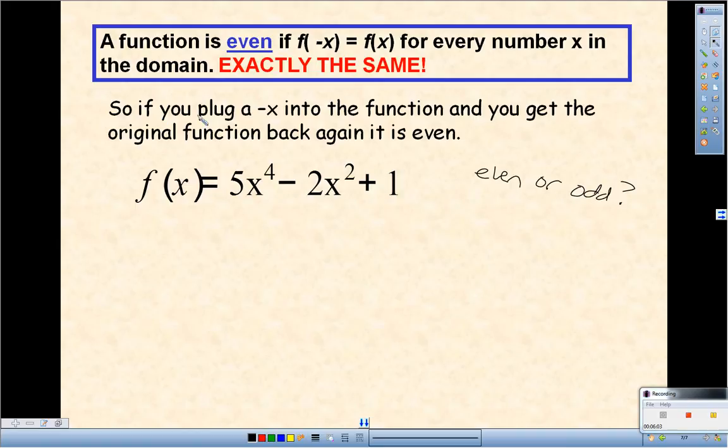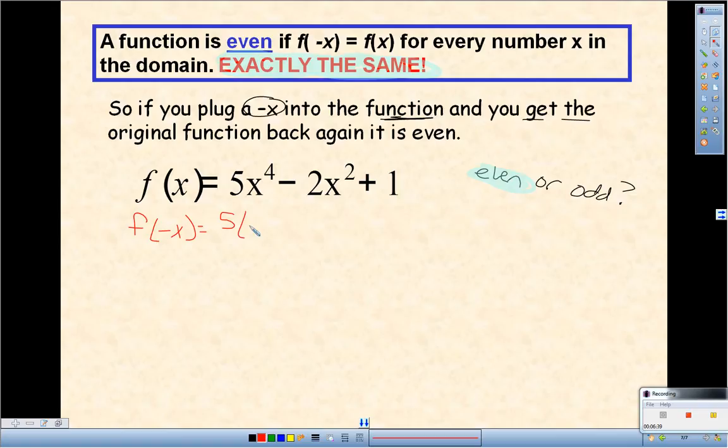All you have to do is plug in -x into the function. If you get the exact same thing, then it's even. If you get the exact opposite, then it's odd. And if it doesn't fit in those two categories, then it's neither. But let's test this out and see what type of symmetry, if any, it has, even or odd. I'm literally going to plug in -x into the function.